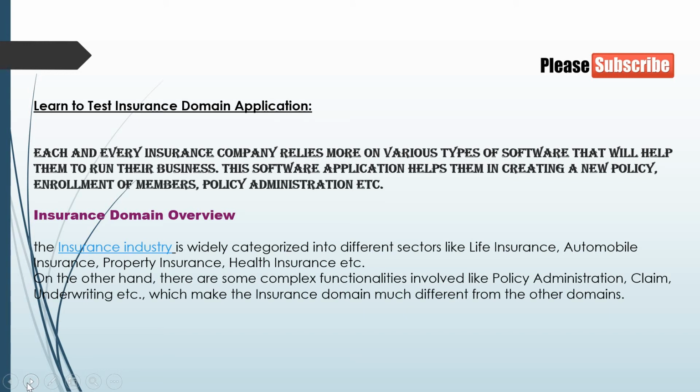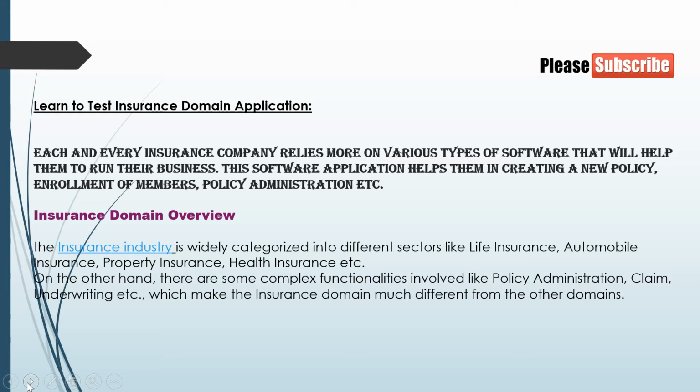How to test an insurance domain application? As we all know, the insurance industry is widely categorized into different sectors, like life insurance, automobile insurance, property insurance, health insurance, etc. On the other hand, there is complex functionality involved, like policy administration, claims, underwriting, etc., which makes the insurance domain much different from other domains.